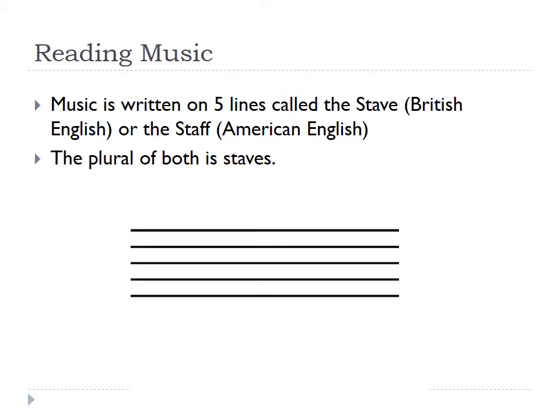So music is written on 5 lines called the stave if we're talking in British English, or the staff in American English. The plural of both of these is staves. And there you can see the 5 lines and the 4 spaces that music is traditionally written on.